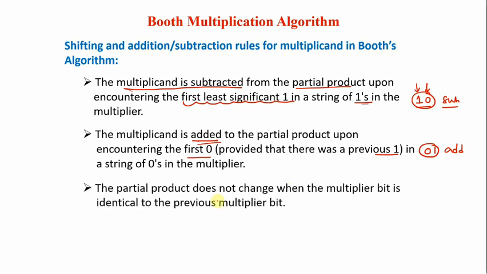And the partial product does not change when the multiplier bit is identical to the previous multiplier bit. Identical means both zeros or both ones. Then no changes are to be done. After you perform subtraction, addition or no change, it requires performing a shift operation, right?